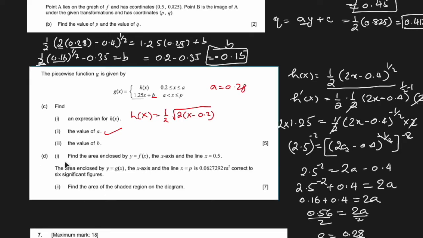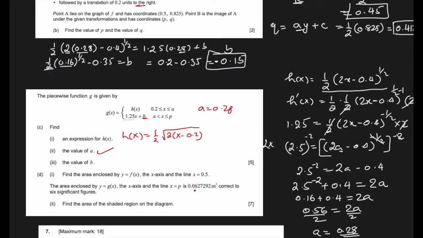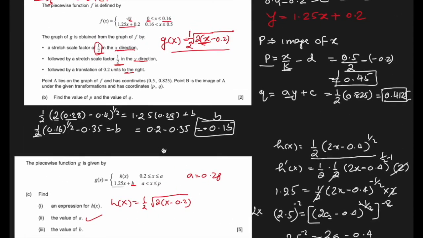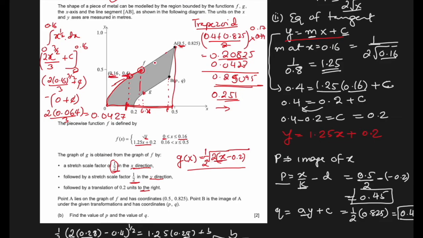They're asking the area enclosed by the gx, x-axis, and line x equal to p, 0.0627, whatever that is. Okay, correct to six significant figures. Find the area of the shaded region in the diagram. That means this whole area we just found out, which was 0.25, actually it's 0.25095 and more of these. Out of that, this white part is already given to us, this one, which we will remove to get this shaded area. What else do we have to remove?